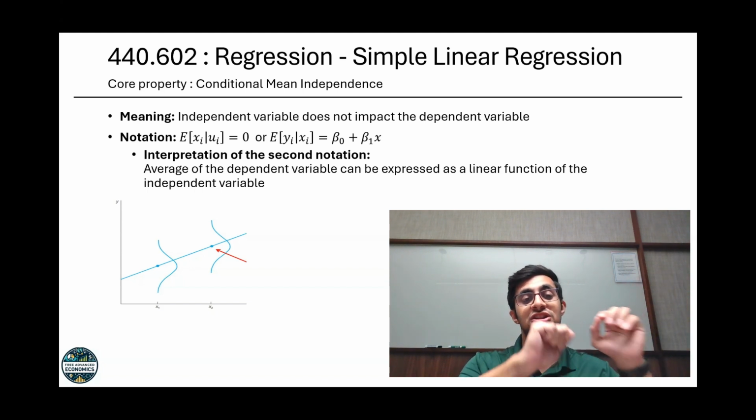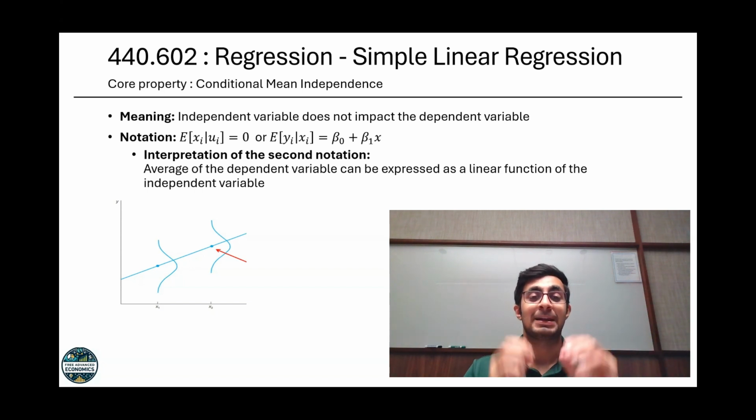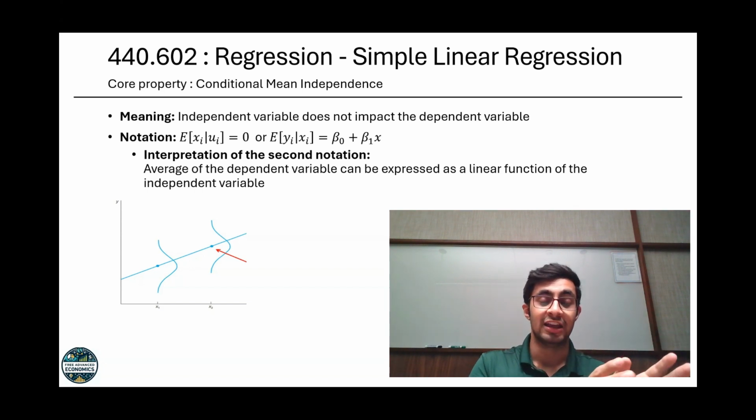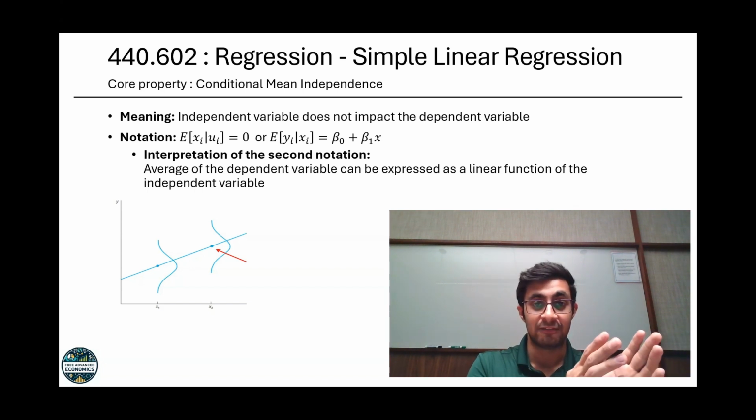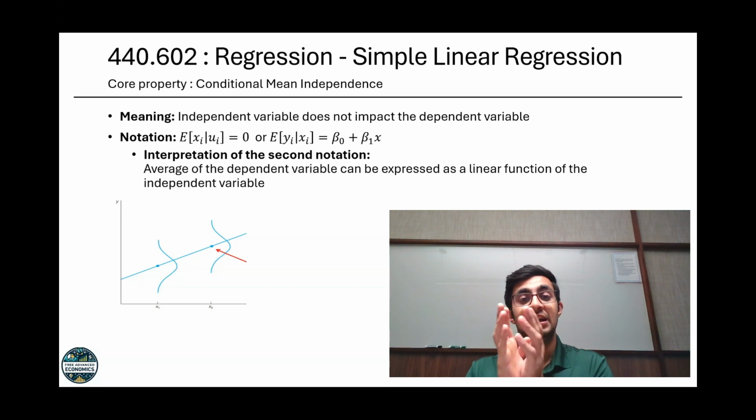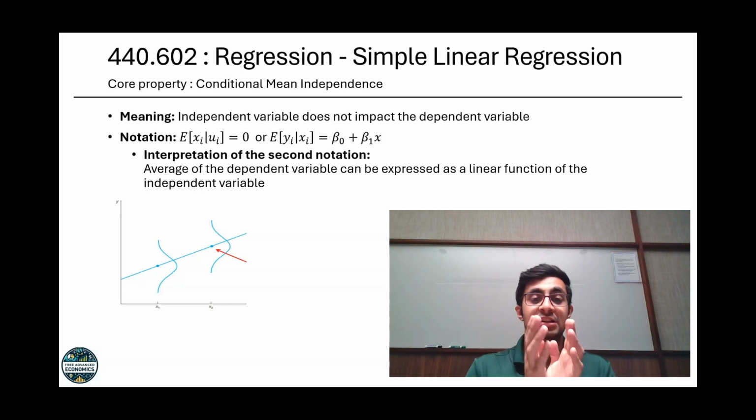When we talk about conditional mean independence, we mean that the expected value of the error term given x, the expected value of ui given the independent variable, is 0, and the expected value of the dependent variable given the independent variable is given by beta naught, which is our slope intercept, plus beta 1, which is our slope coefficient, times x, which is our independent variable.